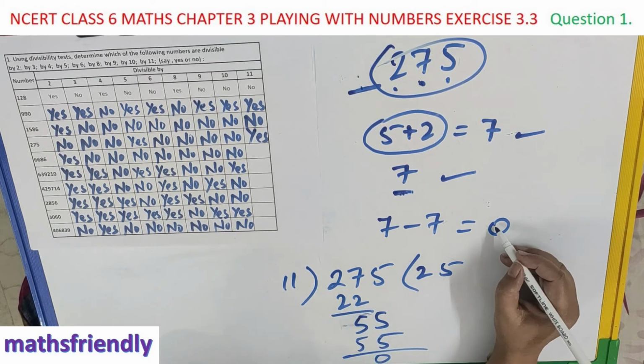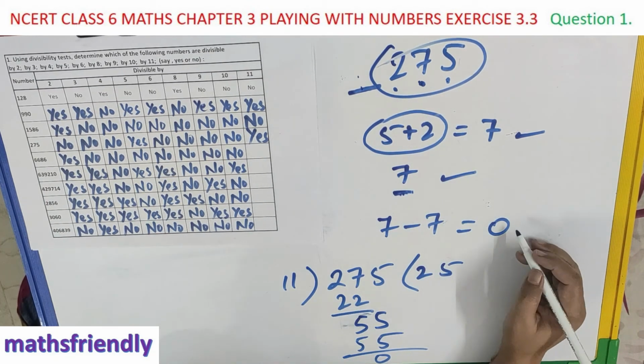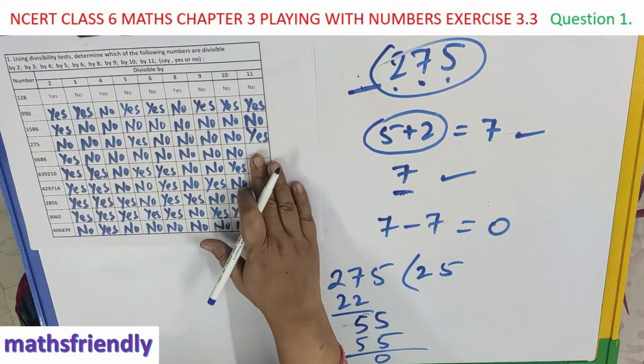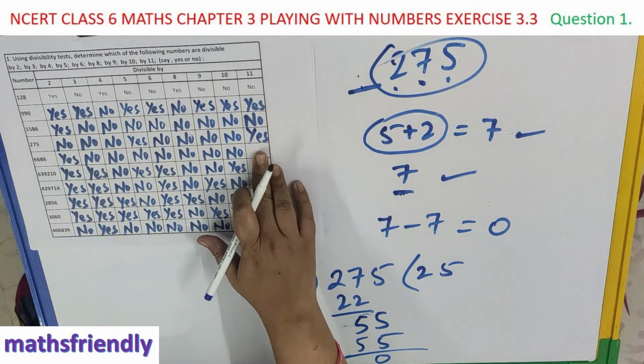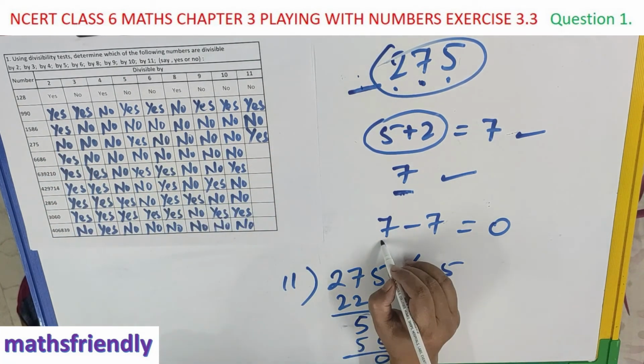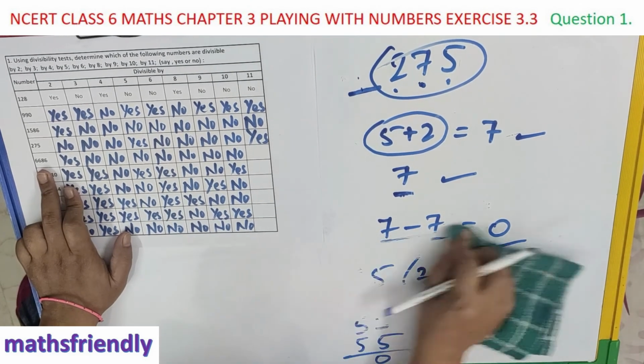So what we have learned, this is the divisibility test of 11, and it is the correct divisibility test which we are doing. So we got yes, this number 275 is divisible by 11 because the difference is 0. Now let us come to the next example.